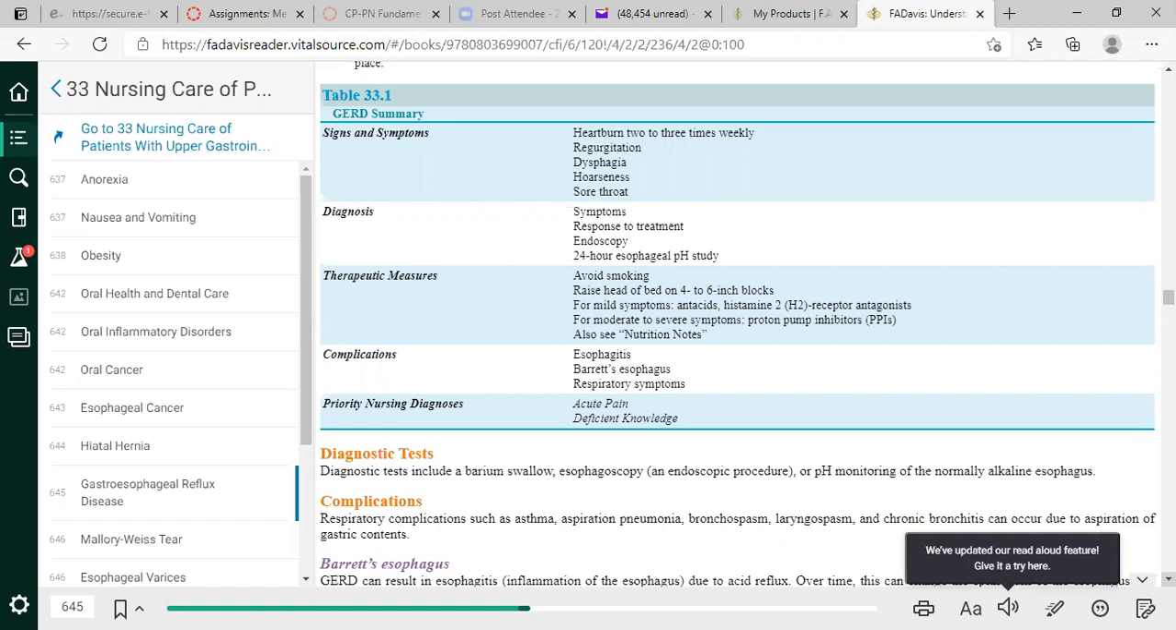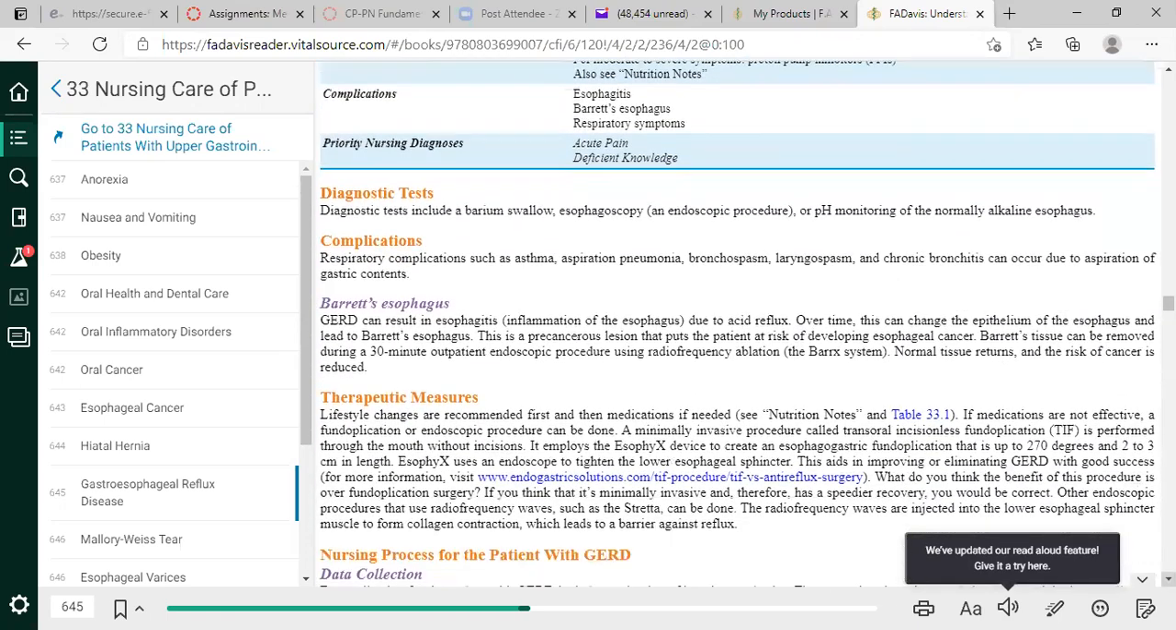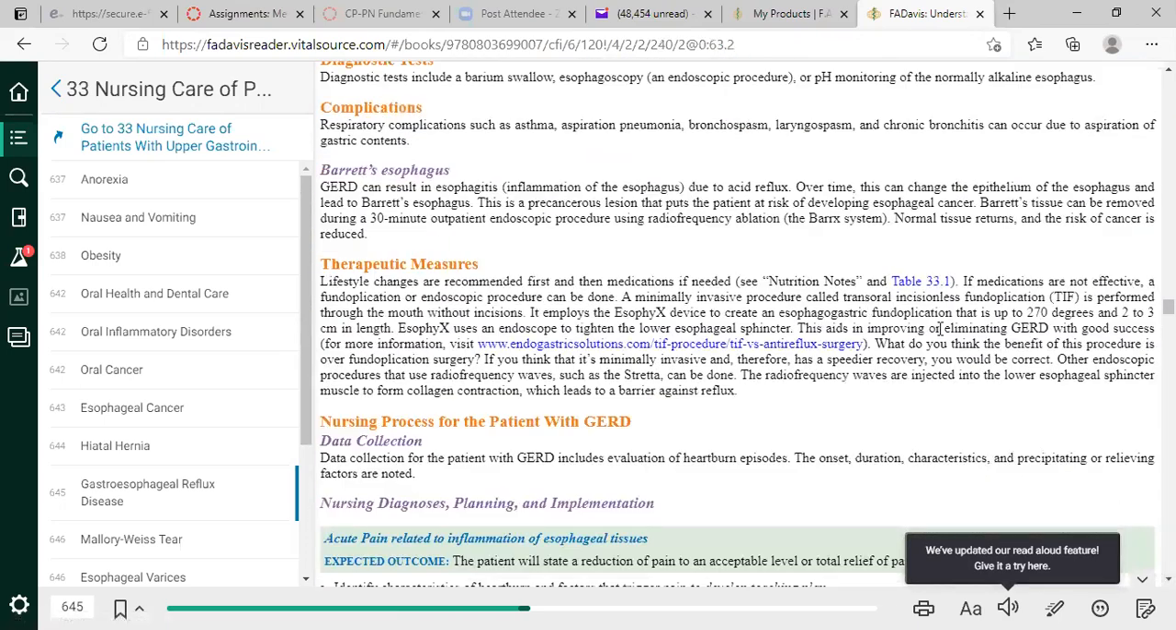Then it talks about Barrett's esophagus. Somebody read Barrett's esophagus, that first paragraph.